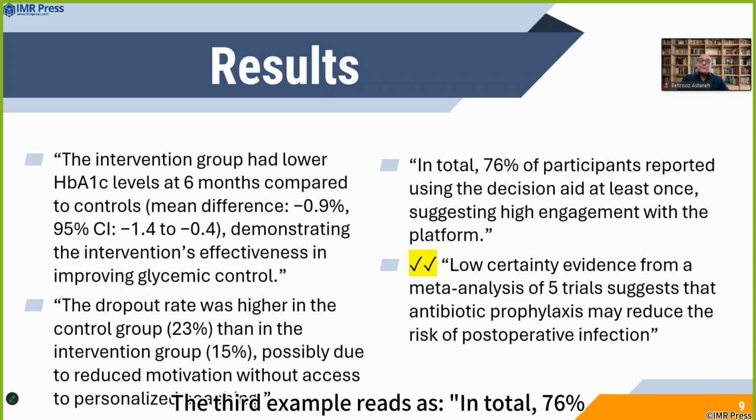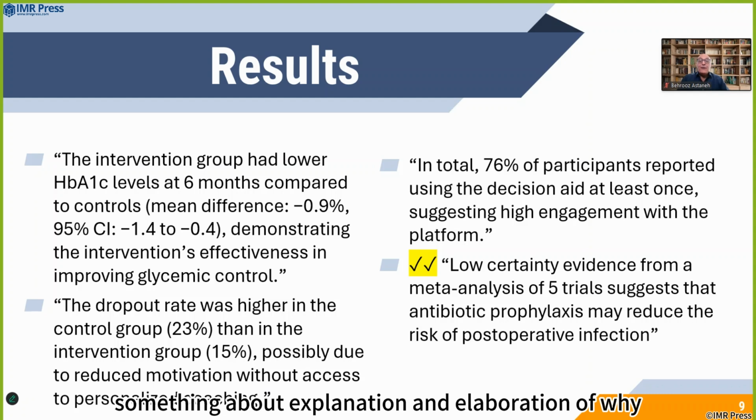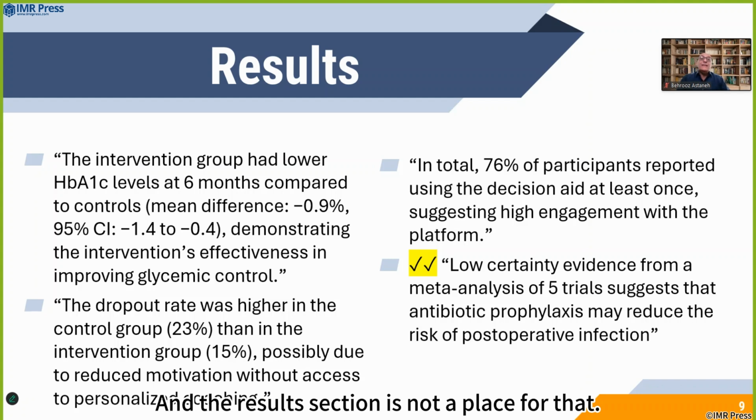The third example reads as: in total, 76% of participants reported using the decision aid at least once. Again, it's good at this point. However, the authors continue as this suggests high engagement with the platform. This suggestion of high engagement with the platform is an explanation and elaboration of why 76% of participants reported using the decision aid. And the results section is not a place for that.